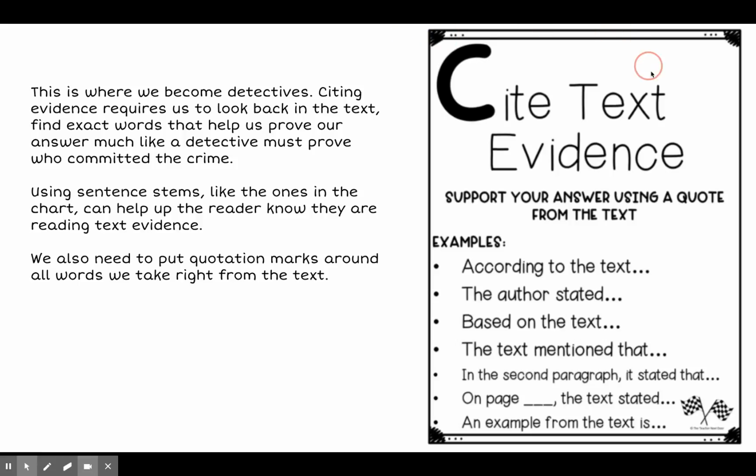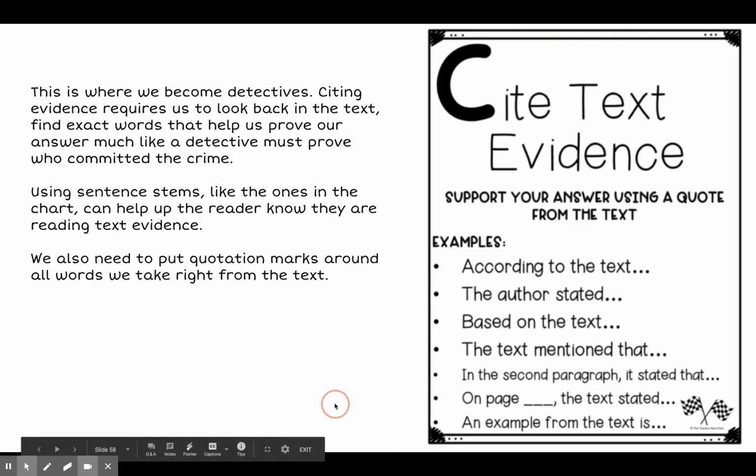So over in the chart, I'm going to go over that in just a second. There are some sentence stems. Sentence stems let the reader know that we're about to read the proof. That's what this is going to tell us. We also need to use things like quotation marks and a comma right in front of the word that will be in the quotation mark. We'll go over that a little bit more later. But let's look at some of this.